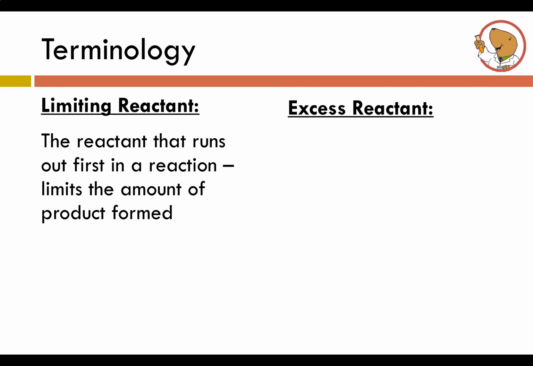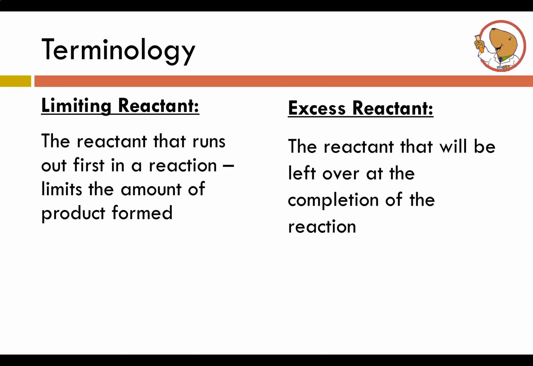The other reactant will be called the excess reactant. It's the reactant that is present in excess. It's going to be left over at the completion of the reaction. So this happens all the time in chemistry. You go into the lab to run a reaction, and usually you've got one reactant that is going to be present in a lower quantity, and then you're going to load it up with the excess reactant to try to ensure that all of the limiting reactant actually reacts. So this is very, very common in the lab.